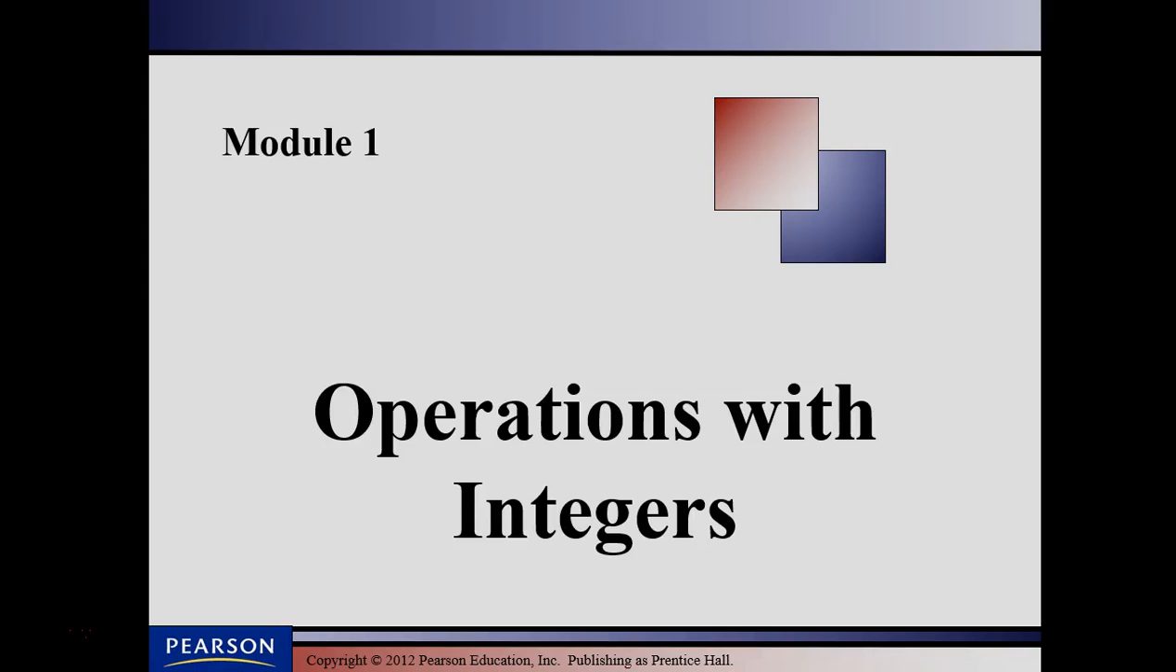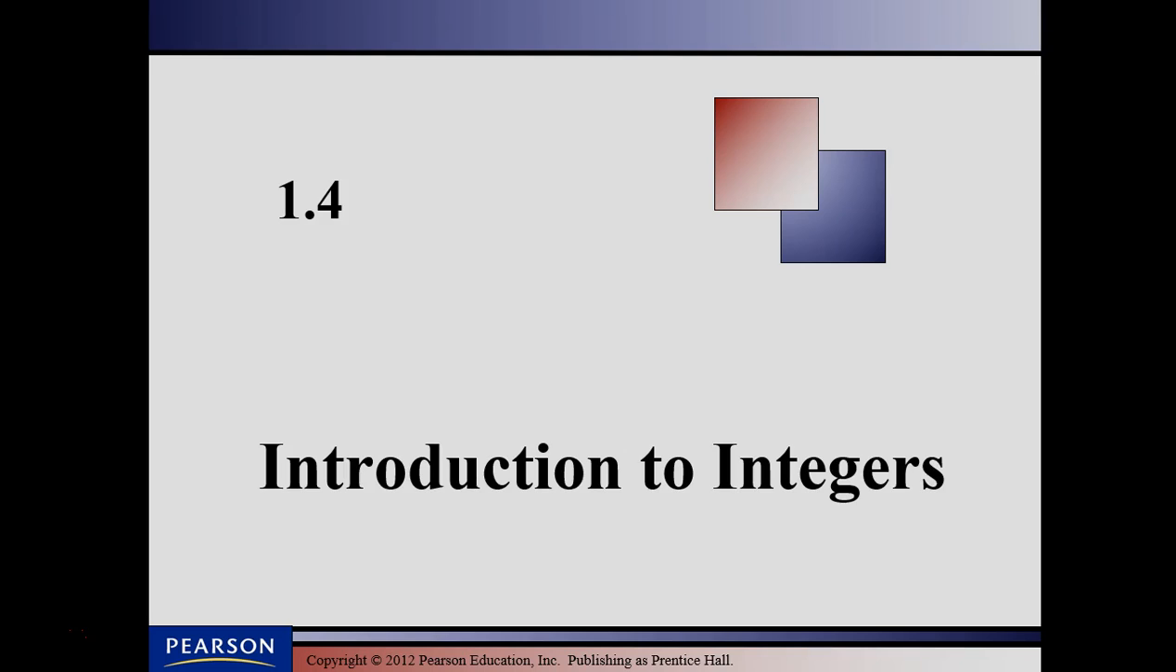Module 1, Operations with Integers. This is Section 1.4, Introduction to Integers.